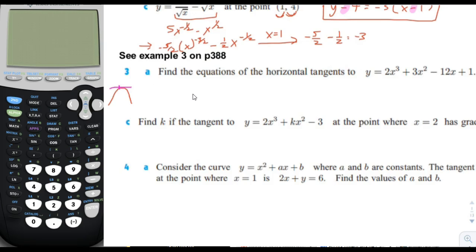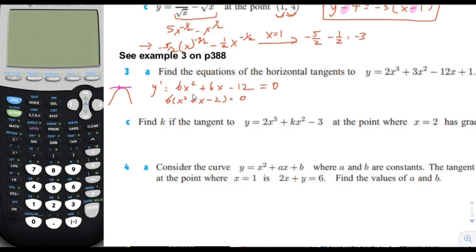So let's first find what the gradient in general for this function is. We just take the derivative, 6x squared plus, and then we have 6x, and then we have minus 12. And the derivative of 1 is 0. So that's the derivative. And then we want to know when this is equal to 0, because that's when you have horizontal tangents. So when is the derivative function equal to 0? This is, hey, remember chapter 1, quadratics?